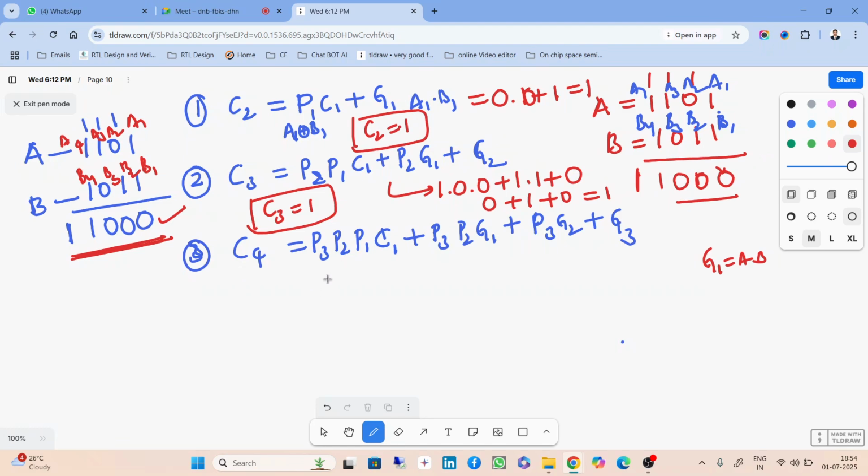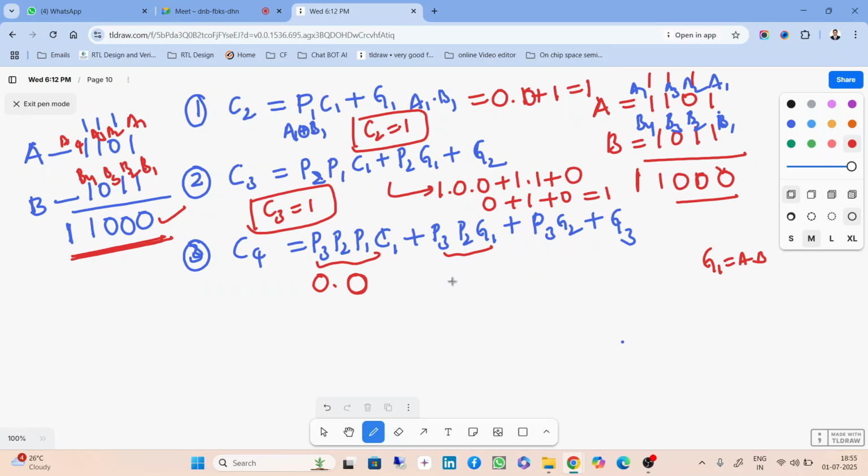C4. P3 equal to what? A3 XOR B3. This you will get 0, no? 1 XOR 0, 0. So that means 1 is 0. Total value becomes what? 0, no? 0. Now this one you tell me.